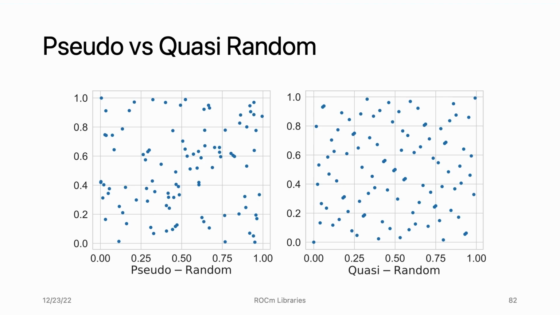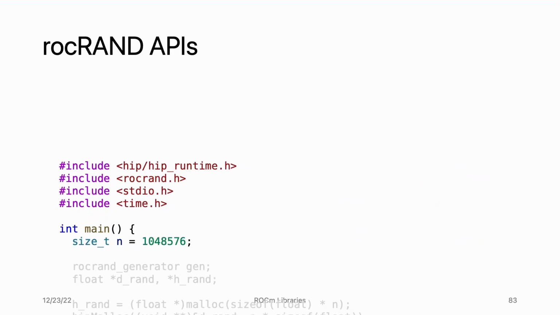The rocRand library is actually very simple. It's much simpler than the rocBLAS, rocSPARSE, and rocFFT libraries. So we directly talk about the rocRand APIs. At the beginning, we include the necessary header files. Then, we use the regular heap API to allocate some memory buffer.